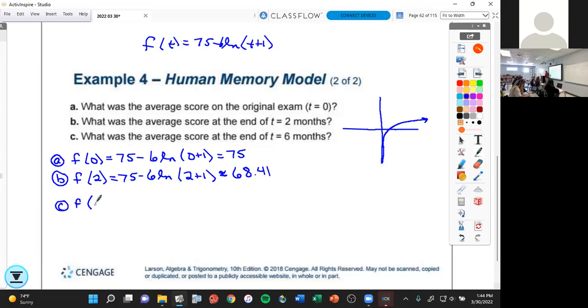Okay, so 6 months. F of 6 is 63.4. The natural log of 6 plus 1 approximately equals 2.32. So in 4 months later, it only dropped another 5 points. So it didn't drop as much over a much longer period of time, right?